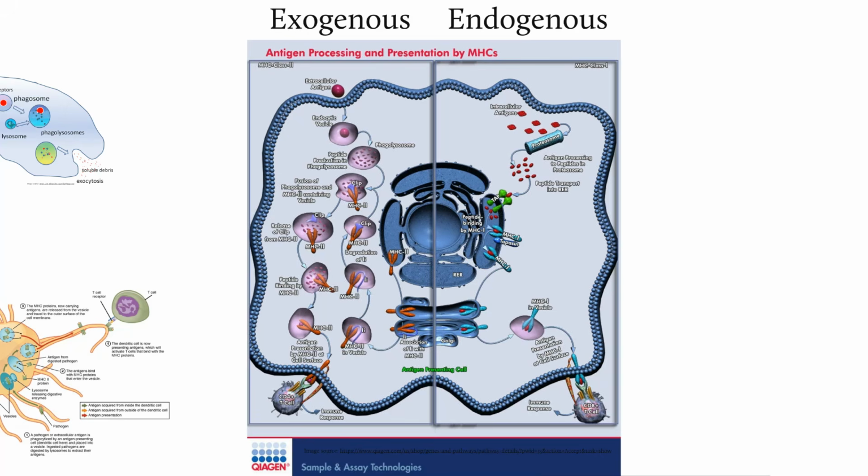On the other side, the endogenous presentation is a little bit better represented for what happens in your average body cell. There's a structure called the proteasome, which breaks down proteins in the cell that have lived their usefulness in the cell or that might have problems with them, or those sorts of things. Those proteins will then be attached to MHC type 1 to be presented on the surface of the cell.